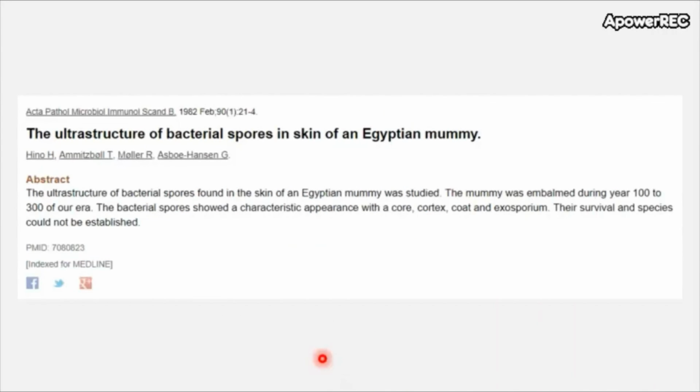So these spores can hang around for a very, very long time. Here is a paper that analyzed what they call the ultrastructure, and that's just subcellular level structure, so maybe what's inside of the cell, different parts of that spore. And they found intact bacterial spores in the skin of an Egyptian mummy. And they showed that the bacterial spore had characteristic appearances with a core, a cortex, a coat, and what they call the exosporium.